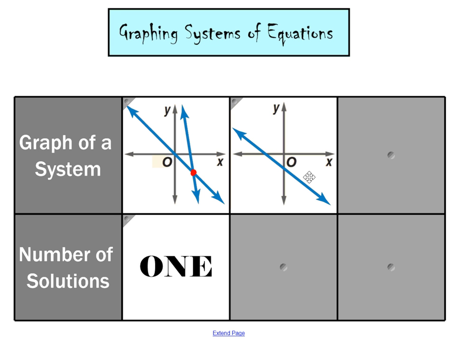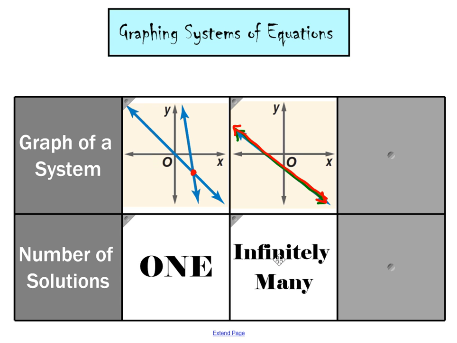Our next example looks like it's one line, but actually what we have is two lines right on top of each other. So basically we have a line going like this, and we have another line right on top of it going like this. So those two lines are actually always crossing, so we would say that we have infinitely many solutions.